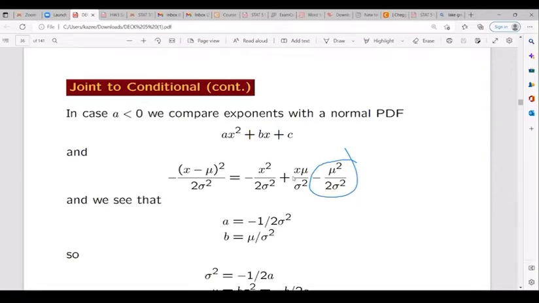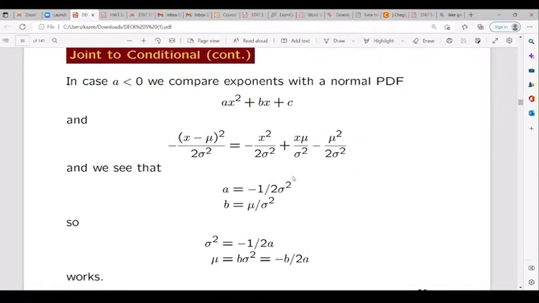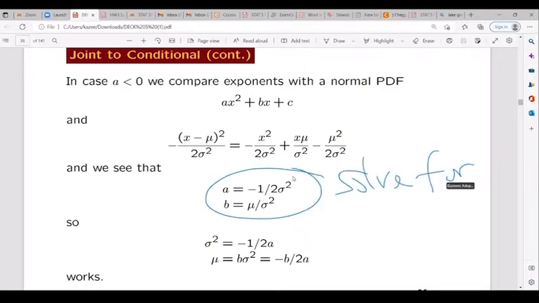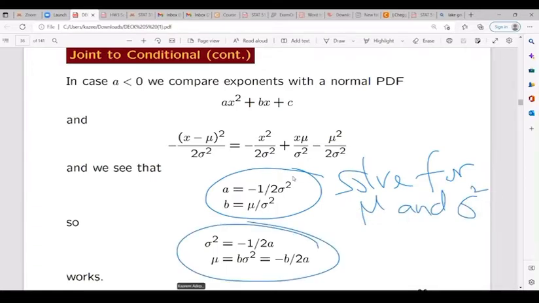Now, what can we see? We've gotten our A to be that and B to be that. If A equals that and B equals that, you can solve for sigma squared and mu in terms of A and B. When you solve for mu and sigma squared, that will give you this. Sigma squared is equal to minus 1 over 2a. Mu is equal to minus b over 2a. That's what we find now.